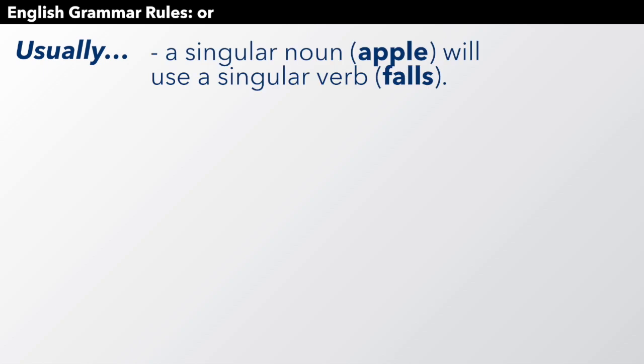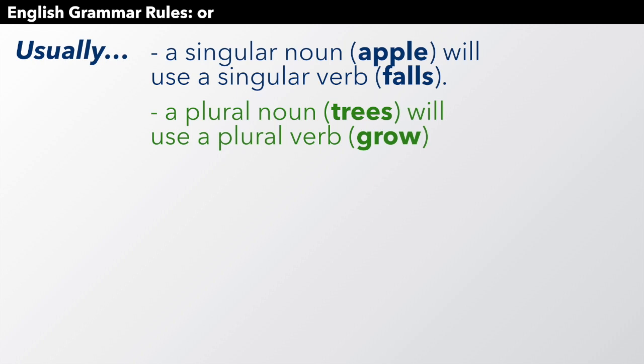Usually, a singular noun, like apple, will use a singular verb, falls. The apple falls from the tree. A plural noun, trees, will use a plural verb, like grow. Many trees grow in the forest. These verbs agree with the nouns.